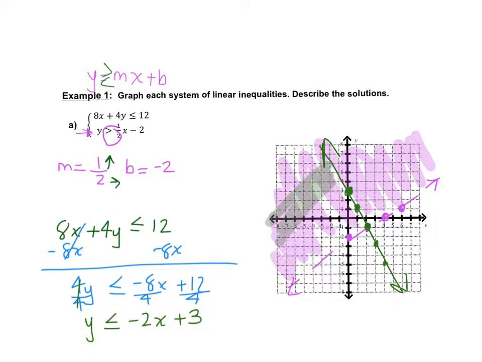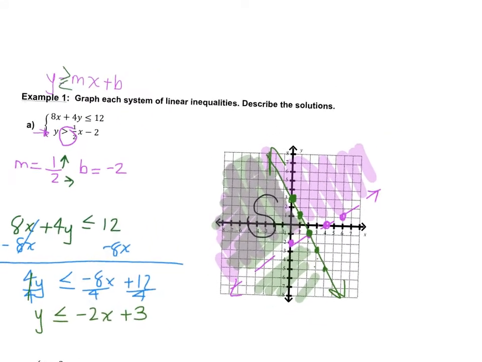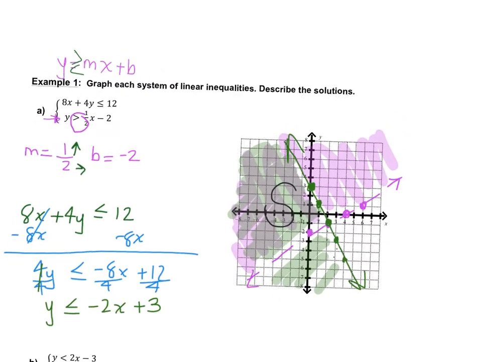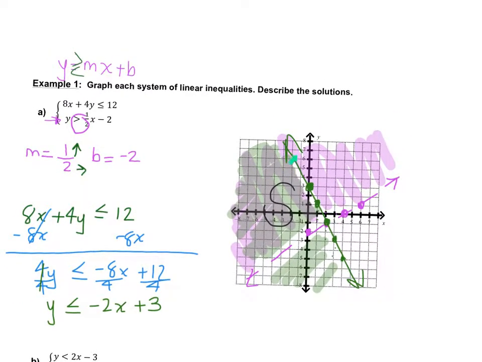So we notice that right here in this section, we are overlapping, and the solution would be here. It's all of that overlapping area. What this is implying is that every point that happens to be in that shaded area, including the points on this green line, because that's an or equal to, because it includes it, they are solutions.